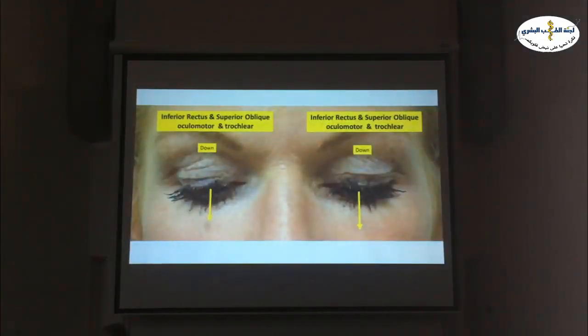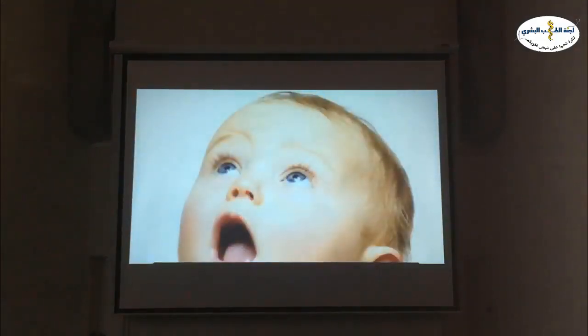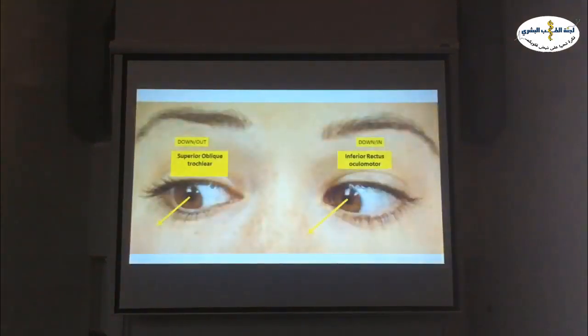Looking down is more complicated. Looking down is inferior rectus and superior oblique. You know, the inferior rectus is down and in. Okay, superior oblique is down and out. Therefore, the in and out, they cancel each other. So it is same 2 nerves, but 2 different muscles. Up is the same, using 2 different muscles, 1 nerve. This is looking up and to the right, down to the right.